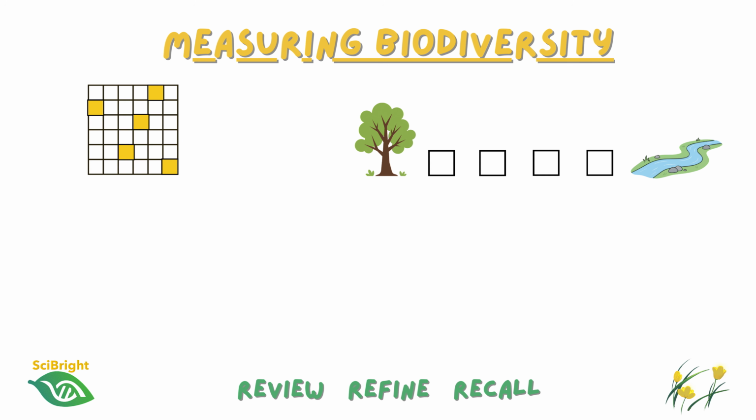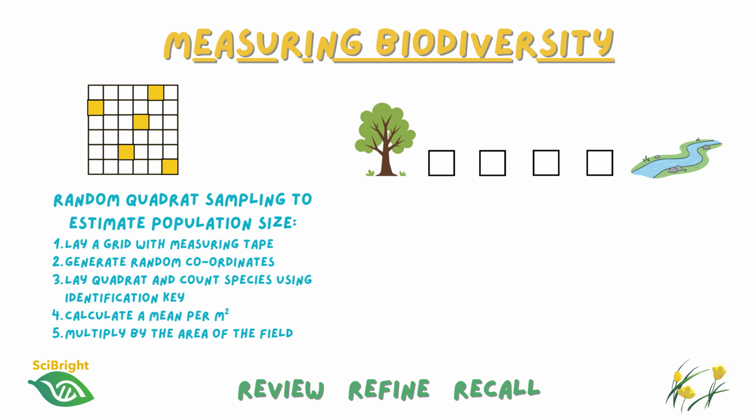Now, since it's usually impossible to count every organism in a habitat, biologists estimate biodiversity by taking representative samples. For plants and other stationary organisms, this often involves using quadrats. Laying quadrats at randomly generated coordinates allows us to estimate the abundance or percentage cover of species within a defined area. And we do this by finding a mean frequency of a species for the quadrat sampled and multiplying it by the area of the field.